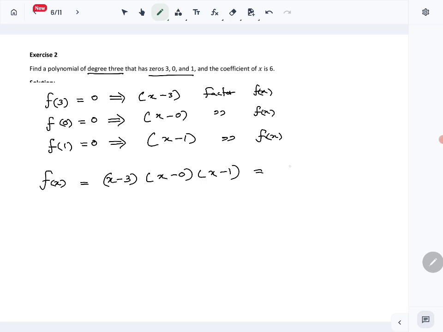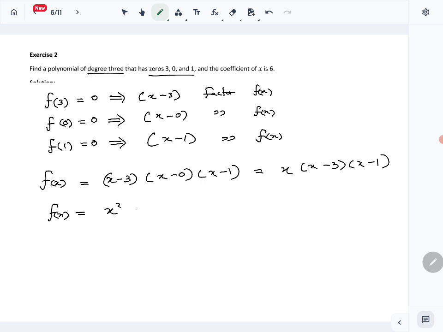So this is the same as what? Let me write x first. X minus 0 is just x, no? x minus 3, x minus 1, right? Then, so this is what degree? This is third degree, no? Right, degree 3. What we want? A degree 3 polynomial. If it has 3 linear factors, it has degree 3. So let's expand this.